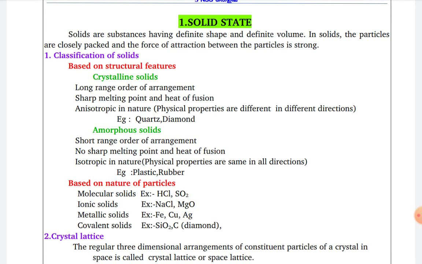Based on the nature of particles, solids are divided into four: molecular solids, ionic solids, metallic solids and covalent solids. In molecular solids, the examples are HCl and SO2. In ionic solids, they are NaCl and MgO. In metallic solids, it is Fe, Cu and Ag. In covalent solids, it is SiO2 and C.